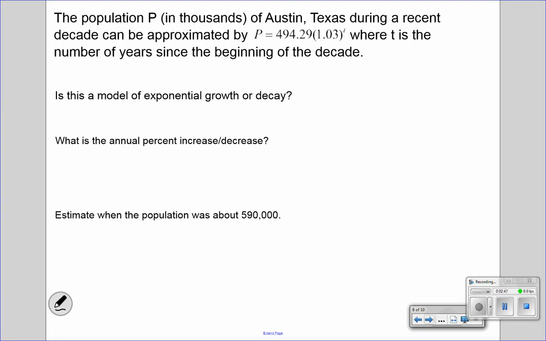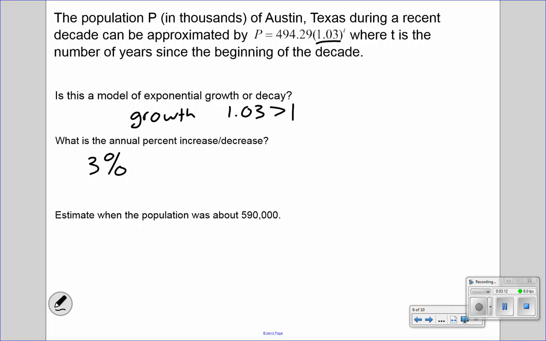The population P in thousands of Austin, Texas during a recent decade can be approximated by this function, where t is the number of years since the beginning of the decade. Is this exponential growth or decay? We know that it's exponential growth because we have 1.03 as our b value, and that is greater than 1. The next question asks for the annual percent increase or decrease. The answer to this is 3%.